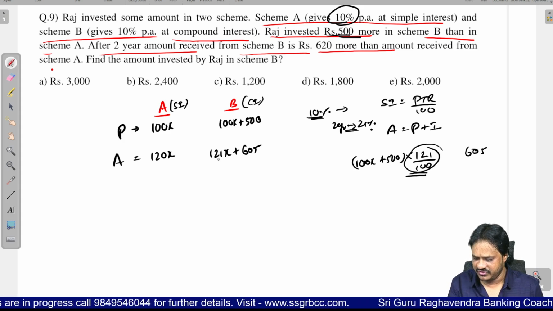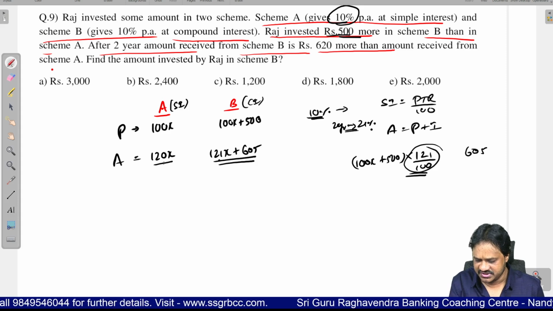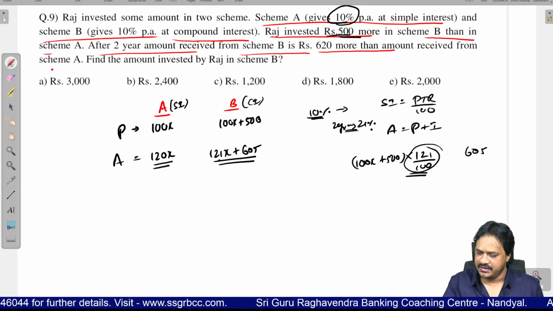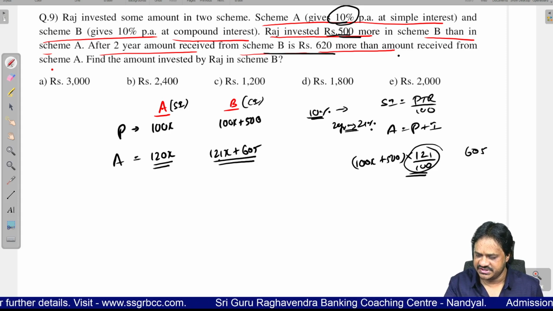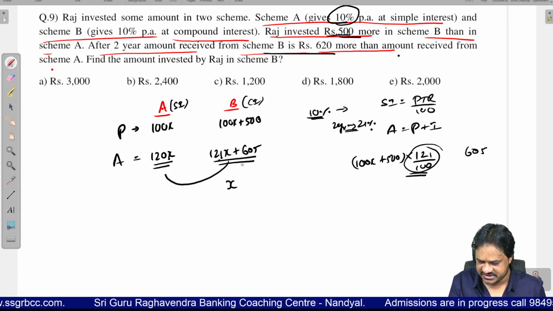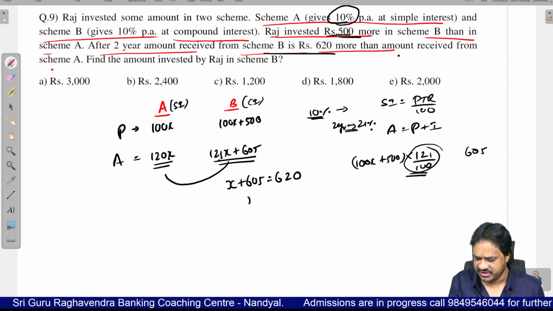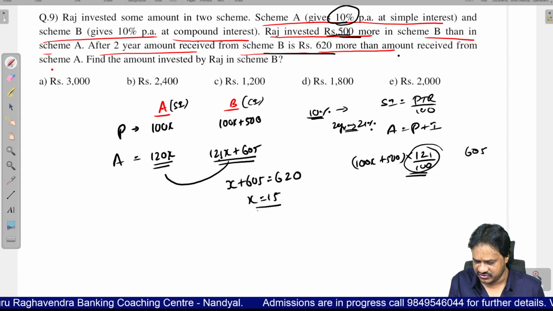121 by 100, if you do the calculation, 121x plus 605. This is the amount we got in B, this is the amount we got in A. Now the amount received in B is 620 more than A. So the difference 121x minus 120x is x, and the difference is 605, that is equal to 620. Therefore x is equal to 15.